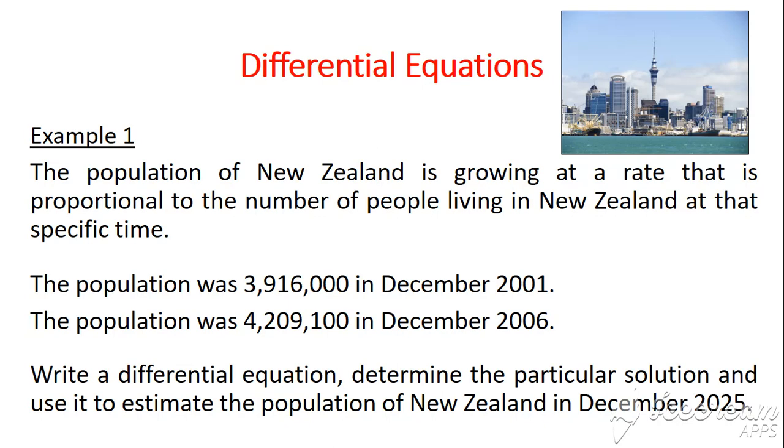Okay, well, we know some facts. The population was 3,916,000 in December 2001, and the population was 4,209,100 people in December 2006. So we're going to write a differential equation, determine the particular solution, and use it to estimate the population of New Zealand in December 2025.